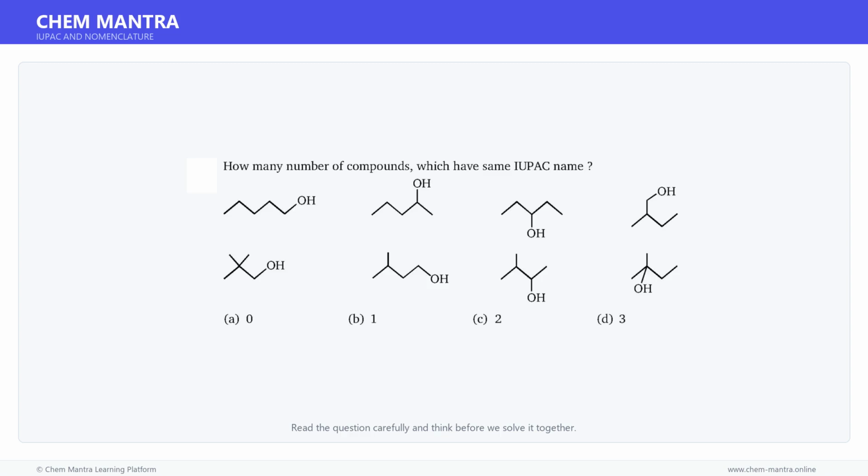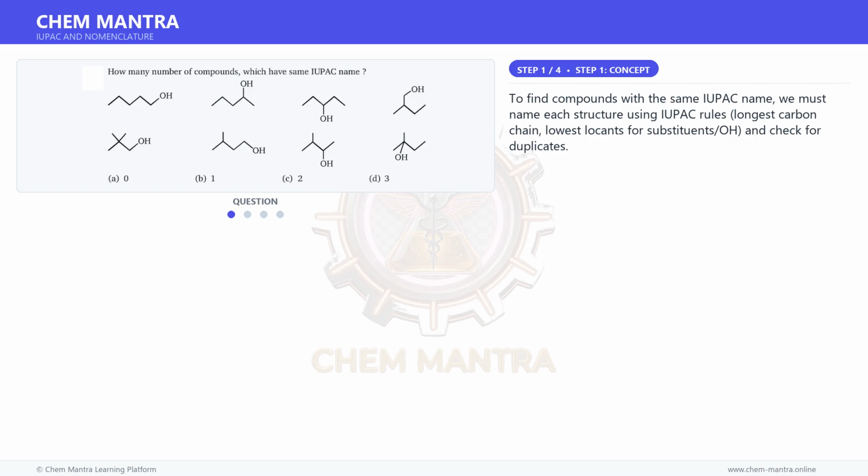Here is a question. Read it carefully and think about the answer. Let us solve it step by step. Let us first understand the key concept here. To find compounds with the same IUPAC name, we must name each structure using IUPAC rules, longest carbon chain, lowest locants for substituents, and check for duplicates.